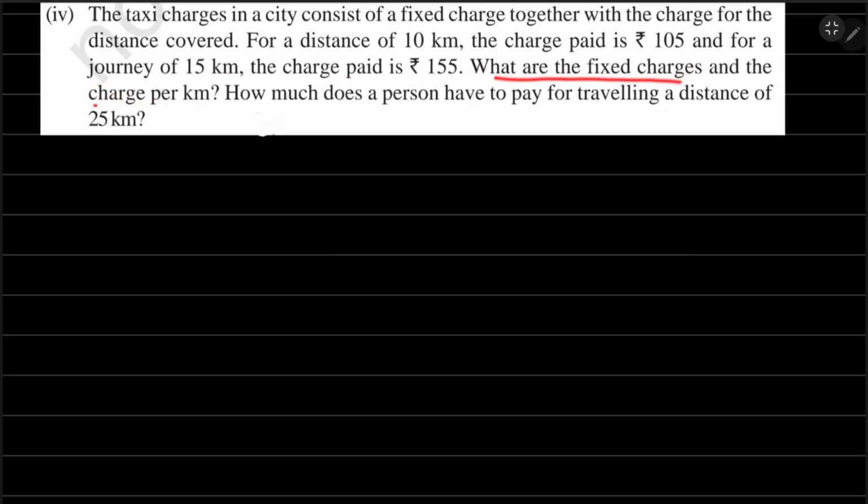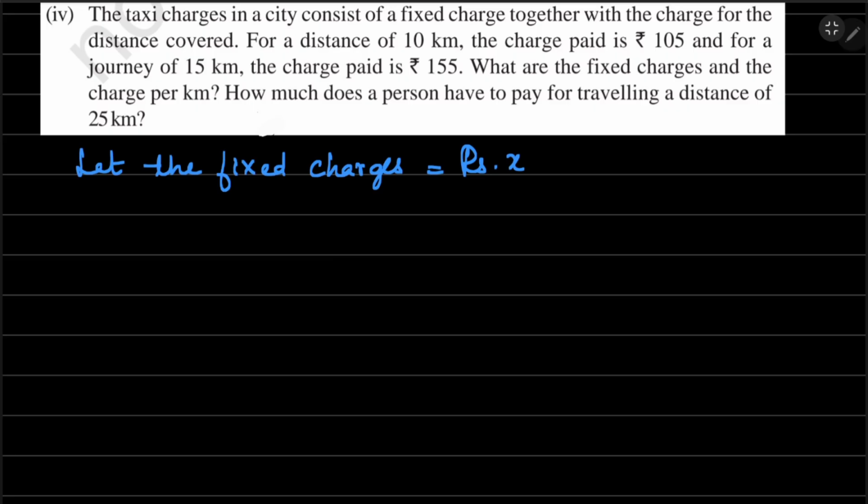So as I told you, whatever is asked, you can take it as your variable. So write down, let the fixed charges be denoted by rupees X. That means however many kilometers you travel, the fixed charge is always a component in your total charge. Okay, fixed charges you have to pay. Let it be rupees X, and let the charges per kilometer be rupees Y. Okay, this is a variable. So the more kilometers you travel, the more charges you'll have to pay.